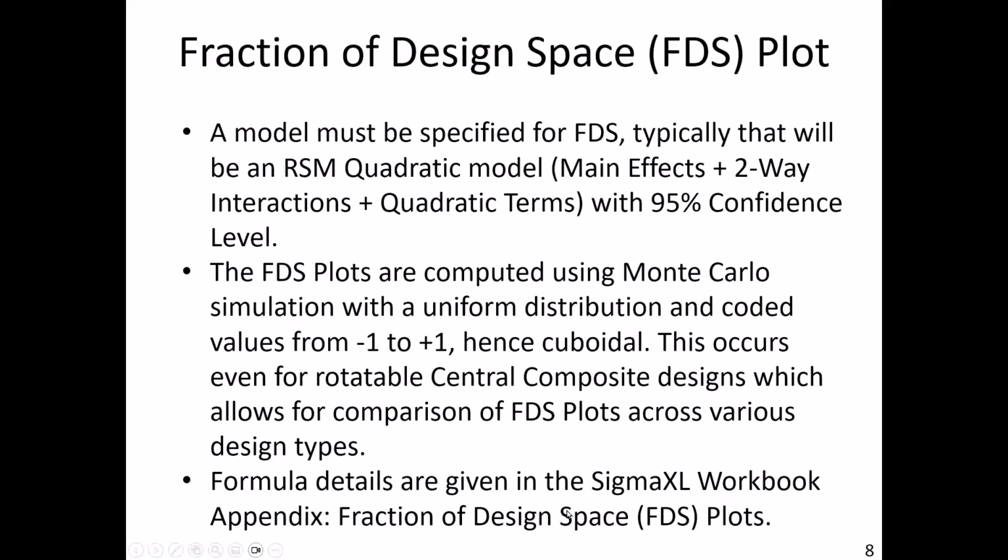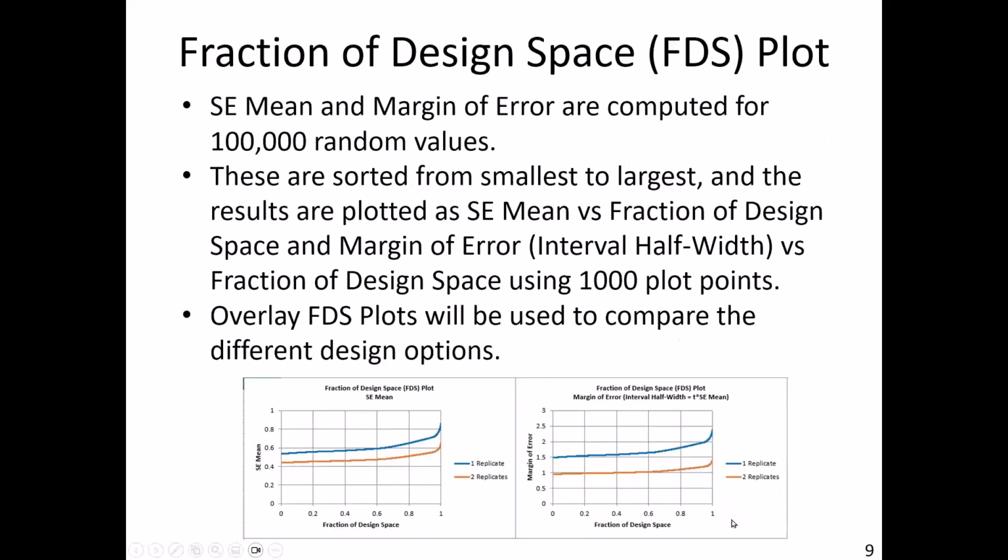And if you want further details, formula details are at the back of the PowerPoint as well as in the appendix of the SigmaXL workbook. So standard error of the mean and the margin of error are computed for 100,000 random values. This is all done very quickly in SigmaXL. They are sorted from smallest to largest, and the results are plotted as SE mean versus fraction of design space, and margin of error or interval half width versus the fraction of design space. And we use 1,000 plot values to do that.